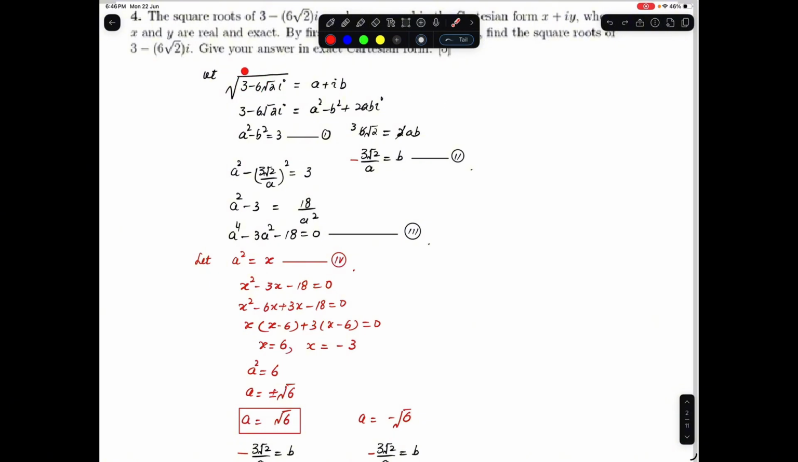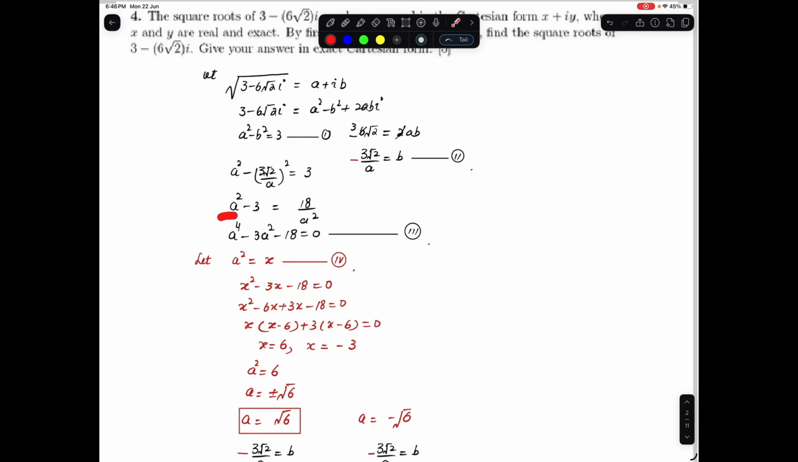First we take the square on both sides. You will get 3 minus 6 under root 2 iota is equal to a square minus b square plus 2ab iota. Then compare the real part with the real part, and the imaginary part with the imaginary part on both sides. A square minus b square is equal to 3, and minus 6 under root 2 is equal to 2ab.